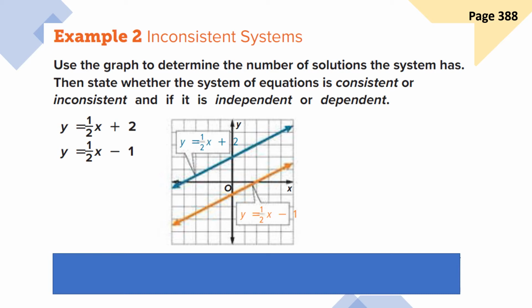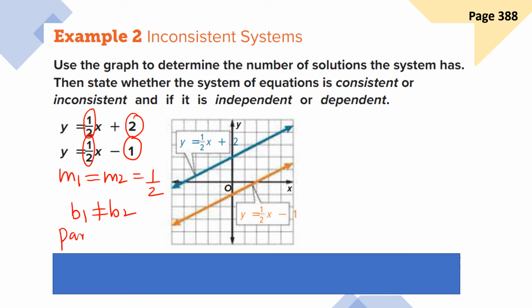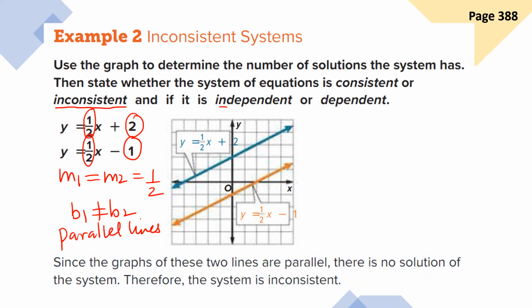Let's look at the other one. Here if you see, the slope is the same, 1 by 2, 1 by 2, and the value of b is different. So m1 is equal to m2 is equal to 1 by 2, but b1 and b2 are different. So they are going to have the graph of parallel lines, and you can see the first line is giving you the blue line, the second one is giving you the orange line. Both have equal slope, so this is going to be an inconsistent system because it does not meet and it has no solution.